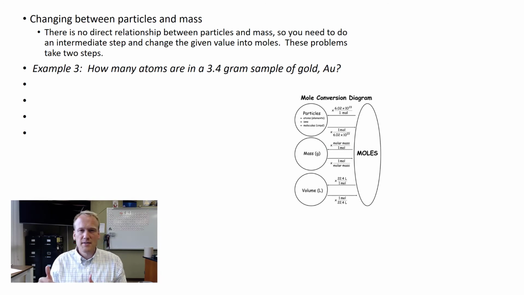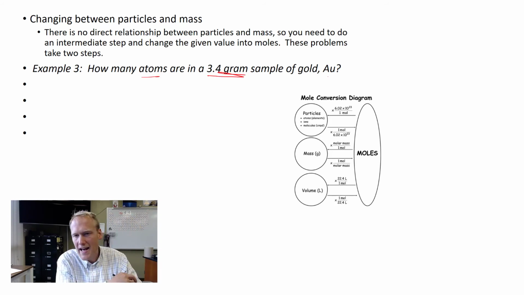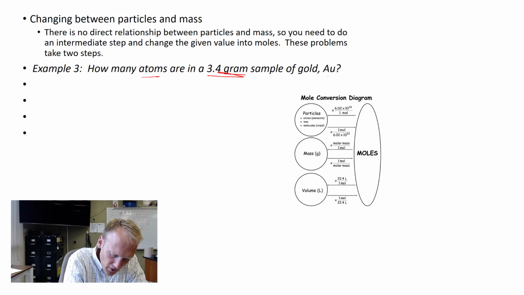Now that we've done the two types of problems that we need to focus on, going from mass to moles and moles to particles, we can combine the two. This problem wants us to go from grams of gold all the way to atoms. What that means is we're starting here at mass, we're going to go to moles, and then we're going to go from moles to particles. And we can use the equalities right on the chart to help us do that.